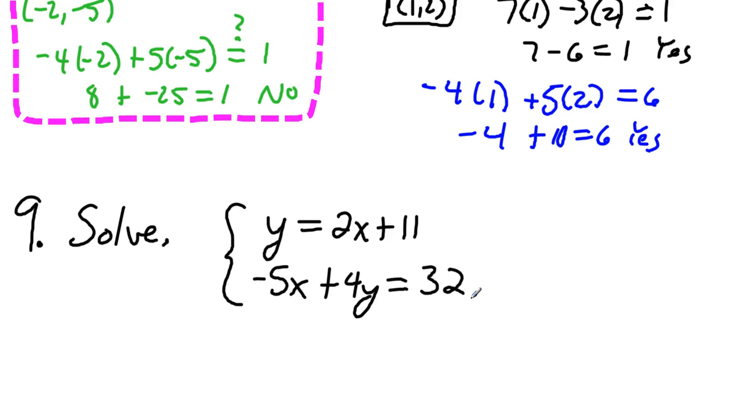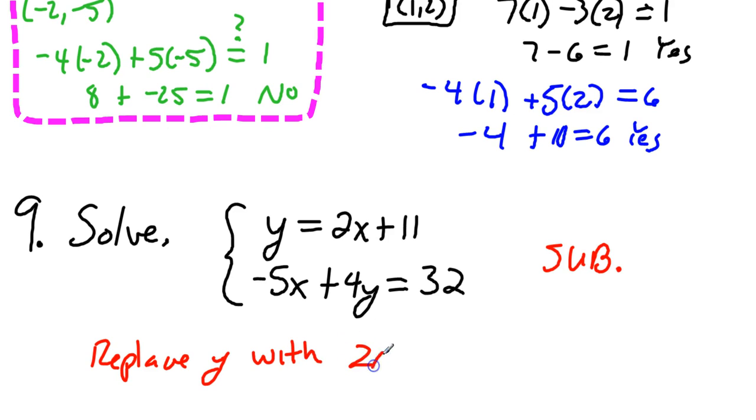Okay, and with these you have two choices. You can either do substitution or you can do elimination. Since this one has y equals, this is probably going to be easier to do by substitution. Because we can take this y that's here and replace y with (2x plus 11).